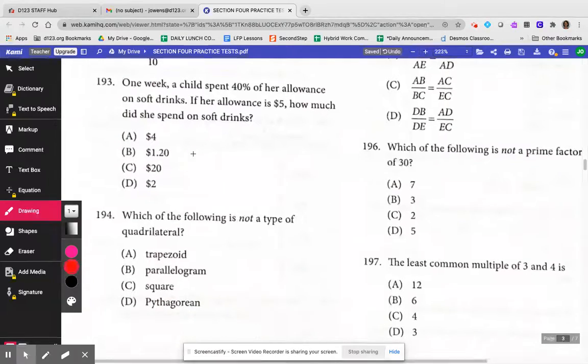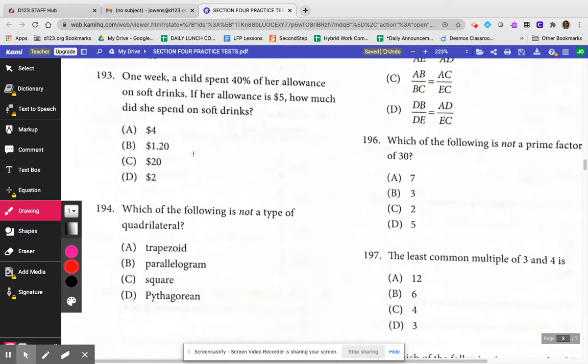For 193, a child spent 40% of her allowance on soft drinks. If her allowance is $5, how much did she spend on soft drinks? So this is just a multiplication with a decimal. When we write 40% as a decimal, I move the decimal place 2 to the left. That becomes 0.4. So if I multiply 5 times 0.4, since I have one digit to the right of the decimal point, I move the decimal point right here. So she spent $2.